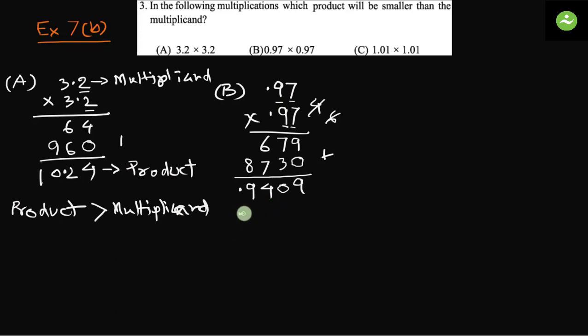Therefore the product is smaller than the multiplicand. Now we will solve C.